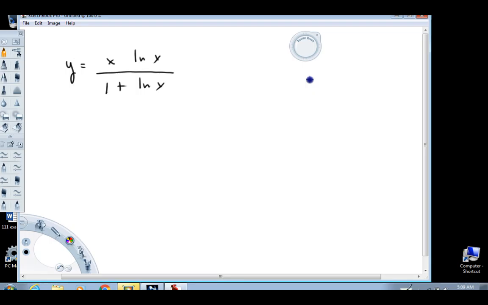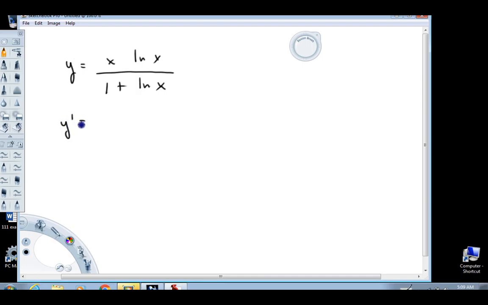The purpose of this video is to demonstrate how to differentiate functions that have logarithm or natural logarithmic pieces in them. So what we're looking at here is a function y equals x ln x over 1 plus ln x, and we're going to talk about how to differentiate this function.